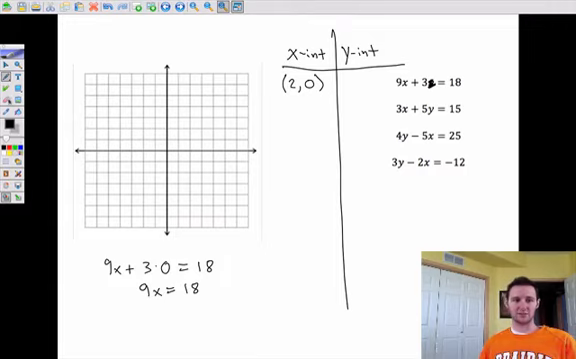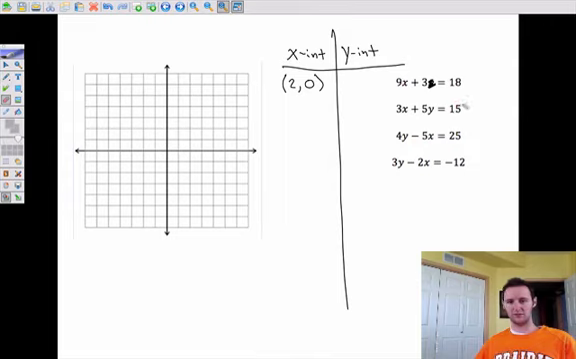To find the y-intercept, plug in a 0 for the x-coordinate, because the x-coordinate of a point on the y-axis is 0. So back to 9x plus 3y equals 18, instead of an x, I'm going to plug in a 0. This just cancels out to 0, 3y equals 18, divide by 3, y equals 6.